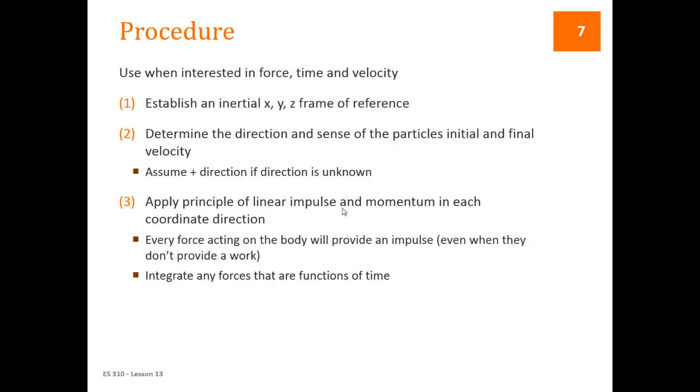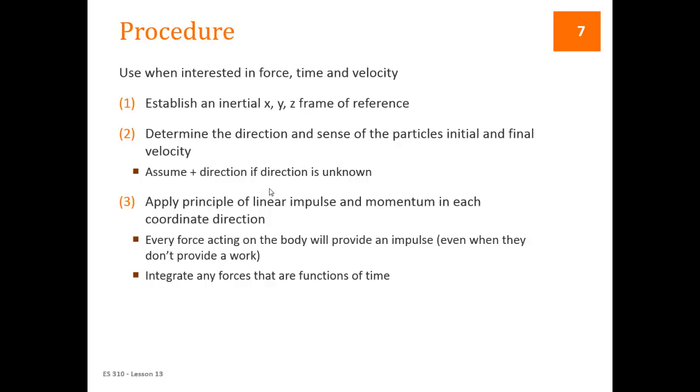So our procedure here for solving these types of problems is to set up our inertial reference frame, which is the first step in all of our procedures so far this semester. Determine the direction and sense of the particle's initial and final velocity. So we're looking at the first point and the last point. Figure out information about the velocity. Remember they're vectors, so you need to be using i hat, j hat, k hat. And you can assume a positive direction if you don't know a direction. So if you're solving for a velocity, assume the positive.